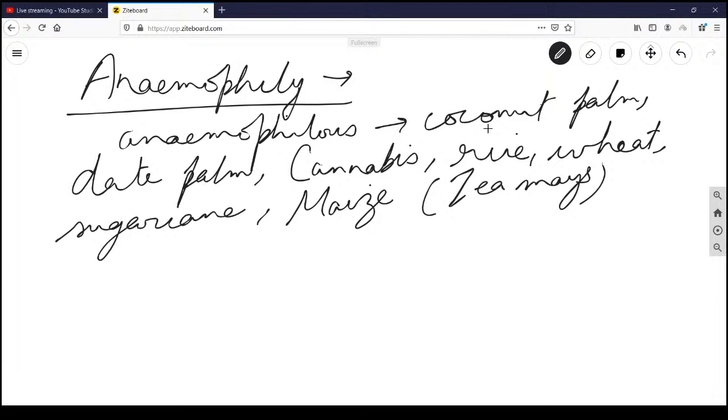And why do they favor anemophily? They exhibit the following characteristics that really favor wind pollination, because we need to know why wind pollination happens, why it is the preferable choice for this specific line of plants. The first feature is that wind pollinated flowers are small sized and not very showy.